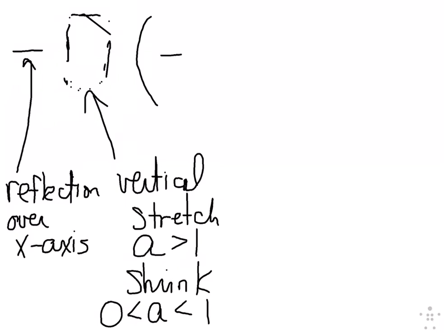Then you'll have another possible negative sign. If the negative sign on the outside said reflection over the x-axis, what do you think a negative on the inside is going to be? Good job. This one is going to be a reflection over the y-axis.